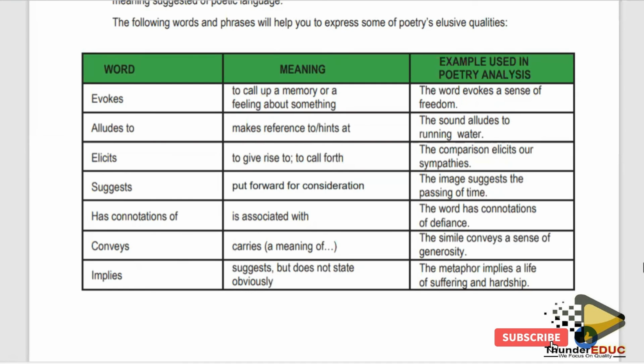Has connotations of, associated with. The word has connotations of defiance. When someone says no, that has connotations of defiance. So as a result, we must be clear. It has denotations of a refusal, but it has connotations of defiance.